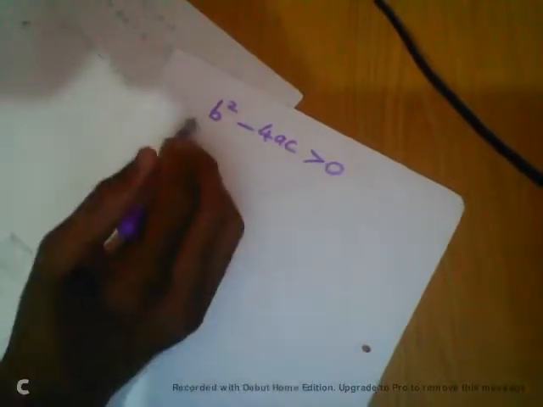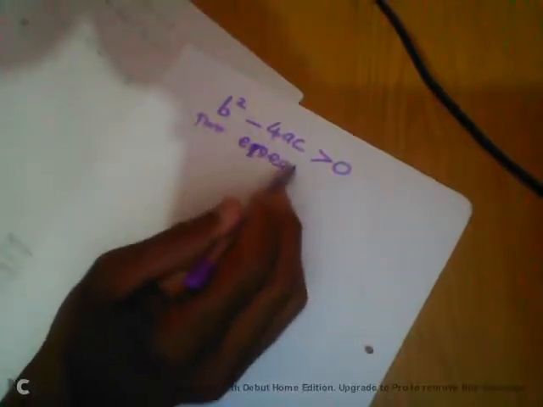So let's take an example on the root rules. Like I said before in the previous video, if you have b squared minus 4ac, when it's greater than 0, then we get 2 unequal real roots. Let's say a good example of this.